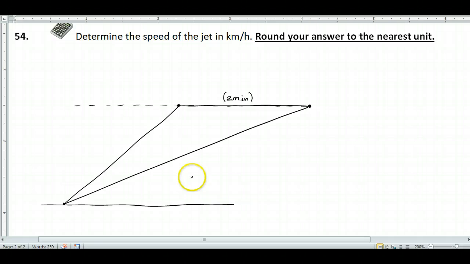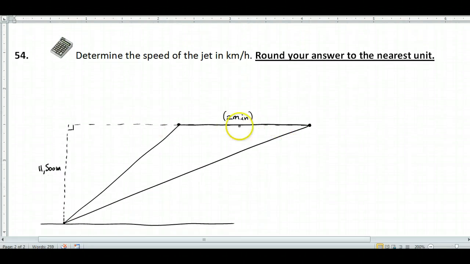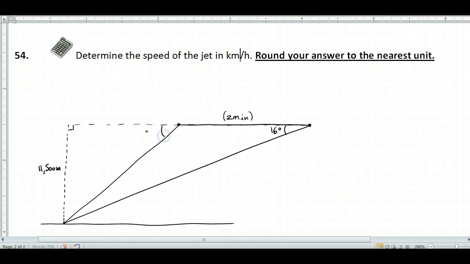What else do we know? We know the altitude that the plane flies at, and this altitude doesn't change. It is 11,500 meters. And we know the angles of depression. Don't make a mistake on that. Angles of depression are measured from a horizontal, okay? So this one is 16 degrees, and this one is 46 degrees. Drawing an accurate picture of what's going on is really essential in this problem, okay?